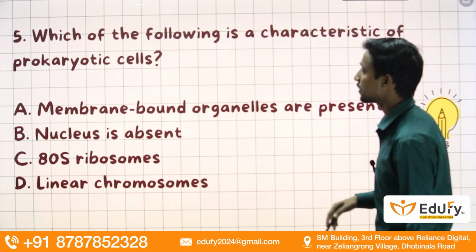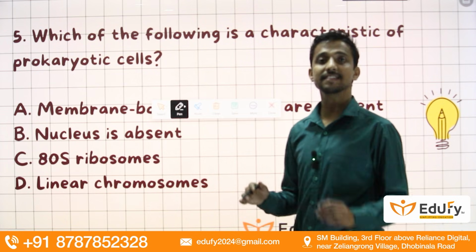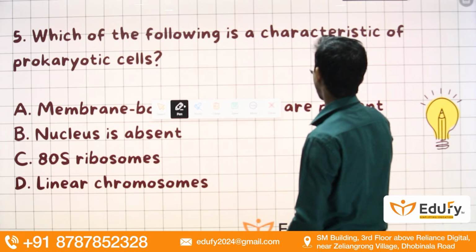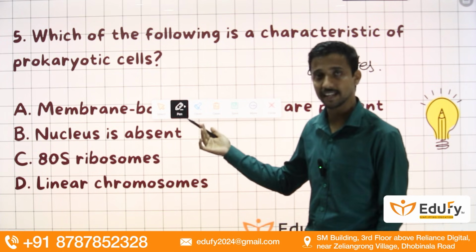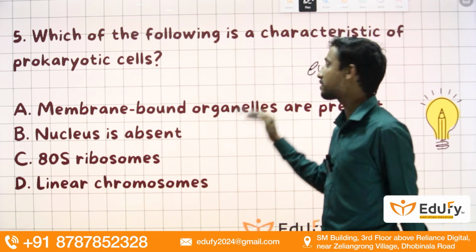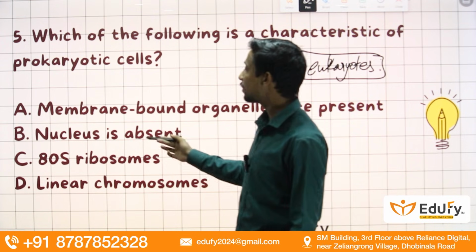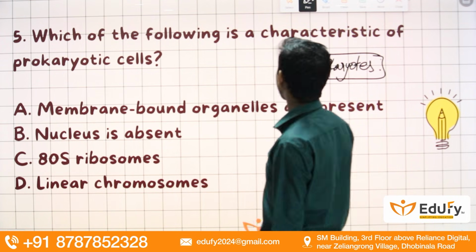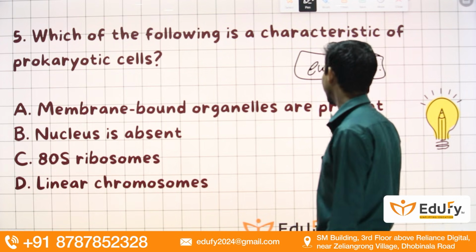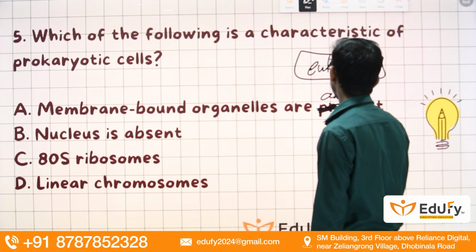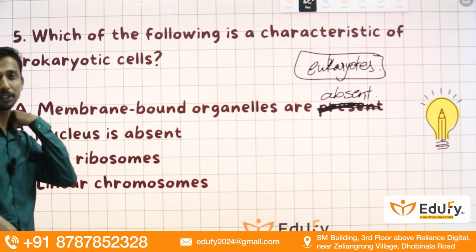Moving towards the next question, guys, which of the following is a characteristic of the prokaryotic cell? Guys, based on the structure, cells have been differentiated into 2 types, prokaryotes and eukaryotes. Eukaryotes are all the advanced organisms; except bacteria, all the organisms are eukaryotes. The definition of the prokaryotic cell is that they do not have membrane bound organelles. So which one of the following is the characteristic of prokaryotic cell? The membrane bound organelles are absent, which means they do not have membrane bound organelles.